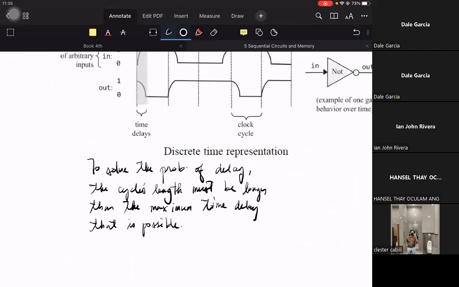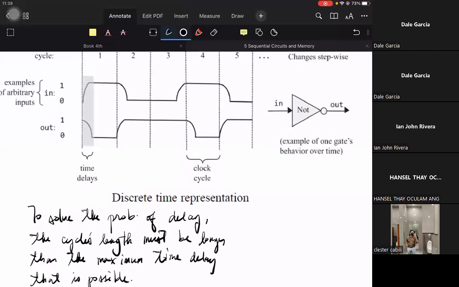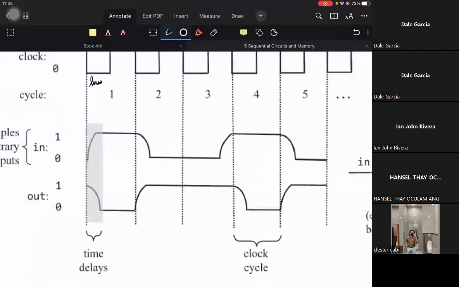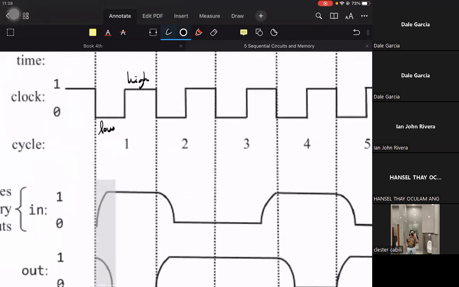Okay, so solve this problem. The cycle's length must be longer than the maximum time of delay, para mahimo na it will make the delay insignificant or arbitrary. So the cycle here, meaning the 1 unit of time, if the unit of time is longer than the actual delay, it will make the delay insignificant.